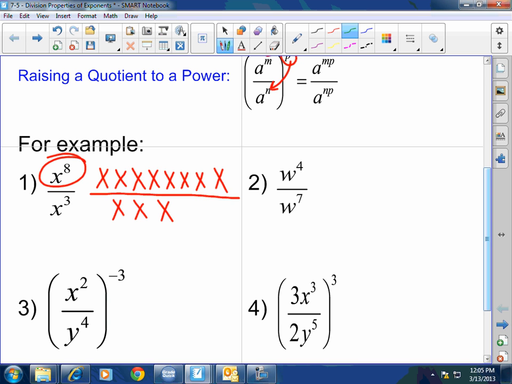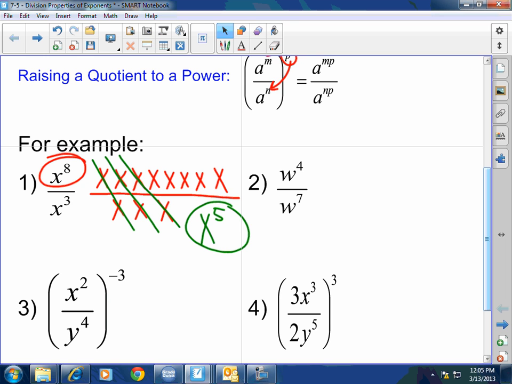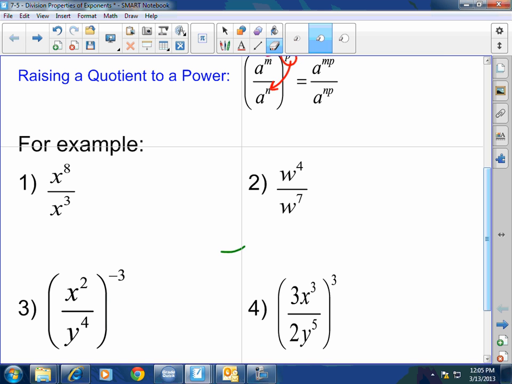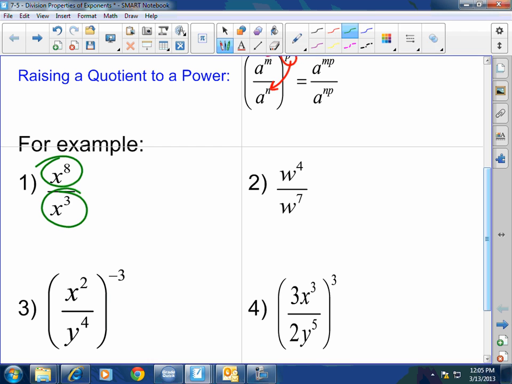All right, check it out. What's anything divided by itself? Cancels. So, boom, boom, boom. I've got x to the 5th power. Does everyone see that? That's what I'm doing without actually writing out all of the x's. What I do is as follows. How many x's are in the numerator here? How many x's are in the denominator here? Can't I take 3 x's from here and 3 from here? I'm left with x to the 5th in the numerator. I'm done.